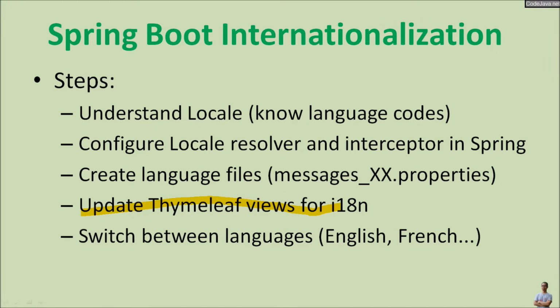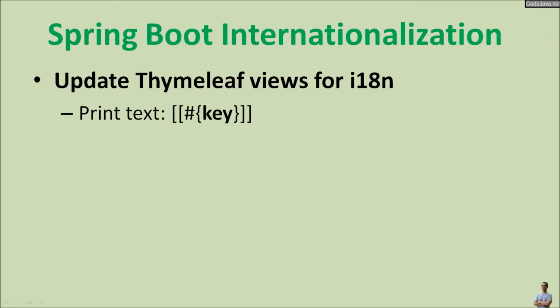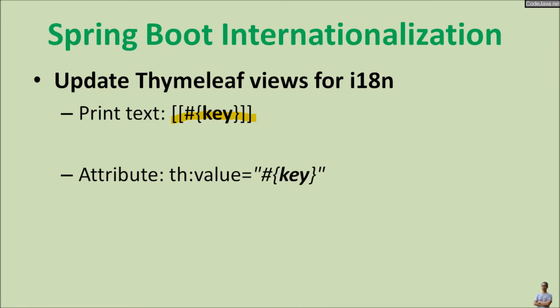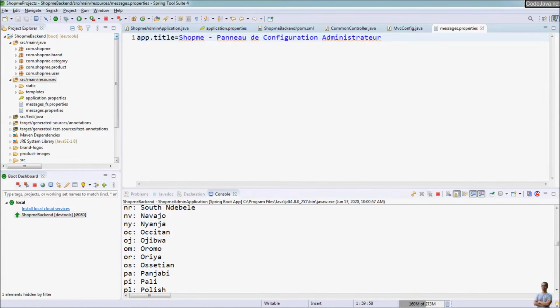And then we need to update the Thymeleaf views to display the language we specify in the messages properties for internationalization. In Thymeleaf, we use this syntax to display the value from an i18n key, and via attribute we use this syntax. Now let me show you how.